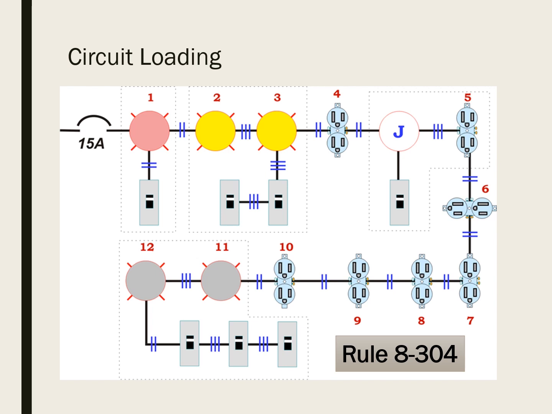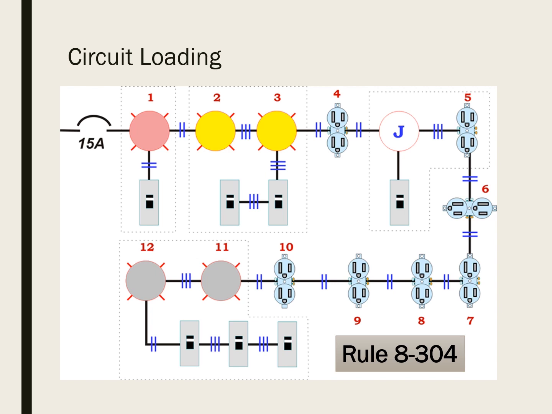Keep in mind, this is only for current drawing devices such as lights and receptacles. This does not include any switching devices. 8-304 states that depending on what the rating of my breaker is, will also change how many devices I can put on it.